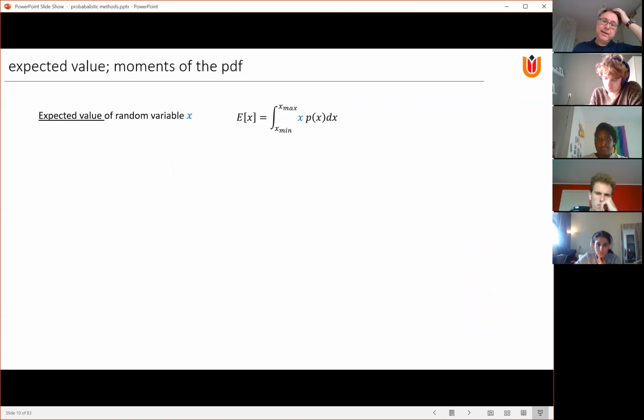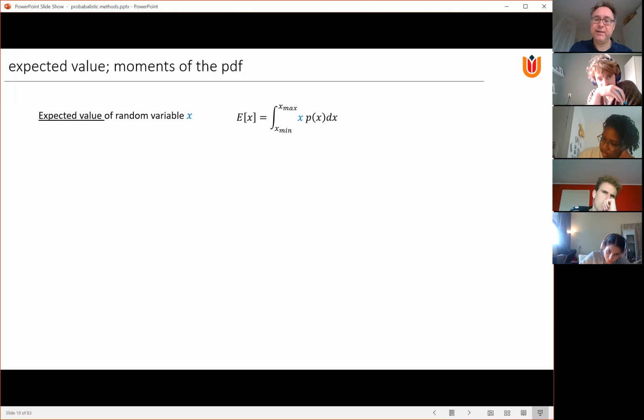All right, then the expected value or the mean. If you know the probability density function, then you can find it by multiplying the variable with the function itself and then integrating over the domain. This will give you the expected value. Of course, if the PDF has a high value at some x, then that will carry more weight in this calculation than when the probability is low.